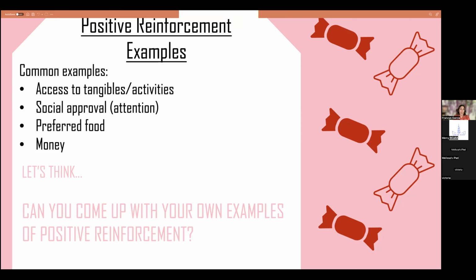So let's think. Can you come up with your own examples of positive reinforcement? Can anyone give an example of positive reinforcement?